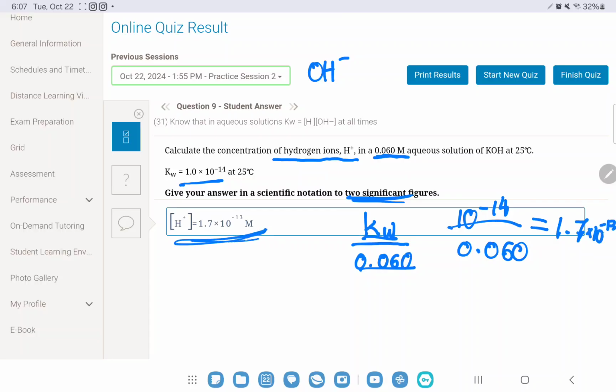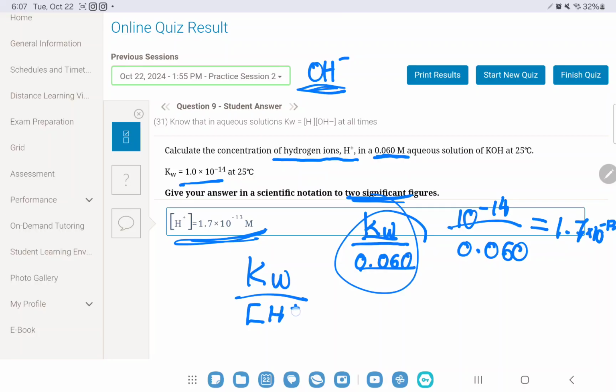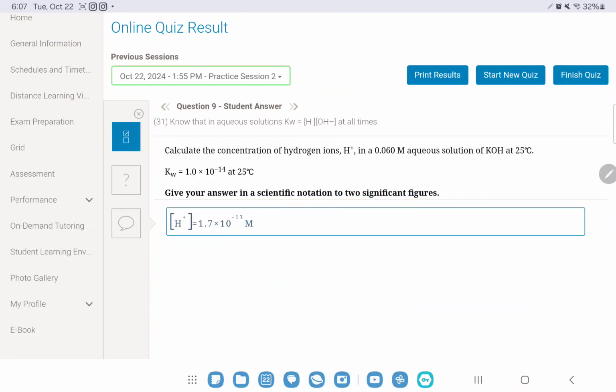That is it. It's really easy. This is all you need to do. So even when they give you OH, don't let it scare you. It's the exact same thing. Kw over the concentration of H plus, or Kw over the concentration of OH minus. No matter which one they ask you, this is the equation. Let's move on to the next question.